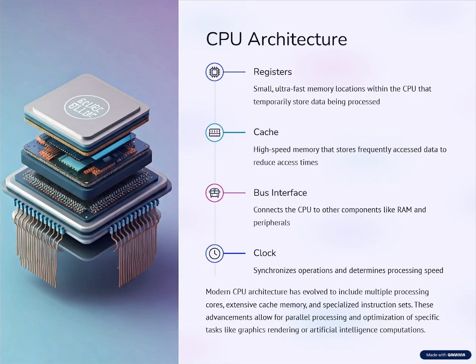The modern day CPU architecture has evolved to include multiple processing cores and extensive cache memories and also specialized instruction sets. This advancement has allowed for parallel processing. Parallel processing meaning that we process different processes at the same time, and it has led to optimization of specific tasks like graphic rendering and artificial intelligence computation.